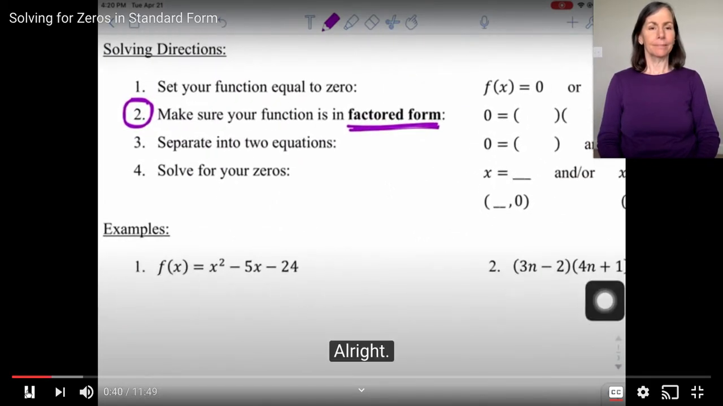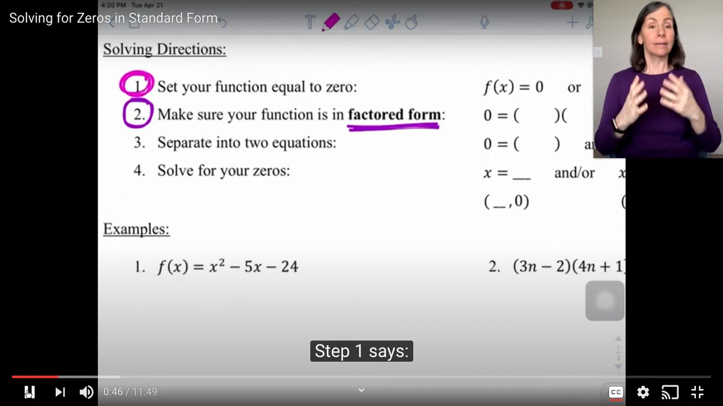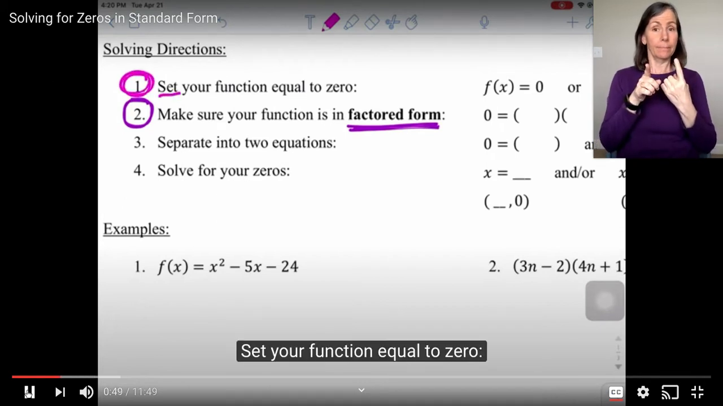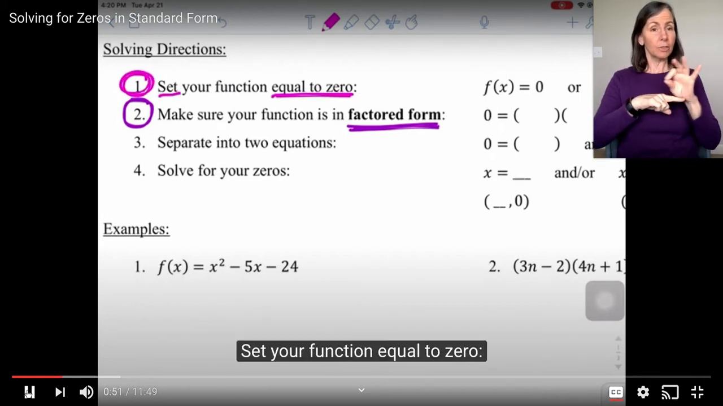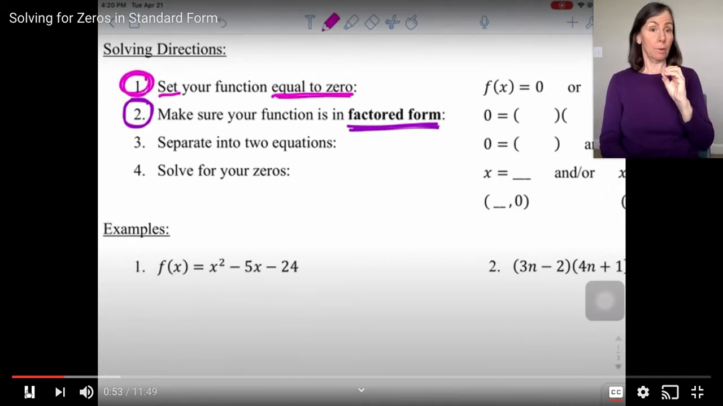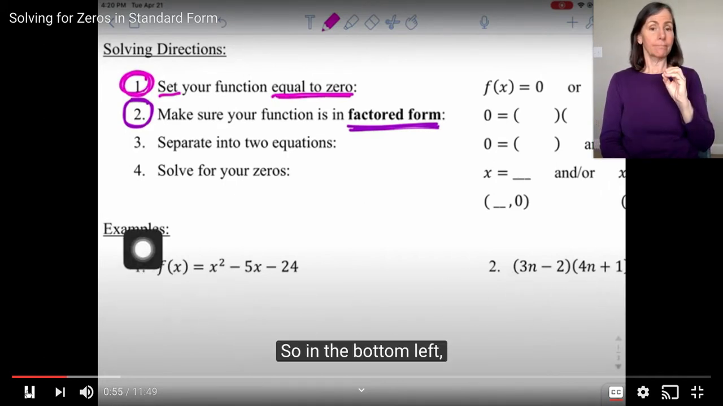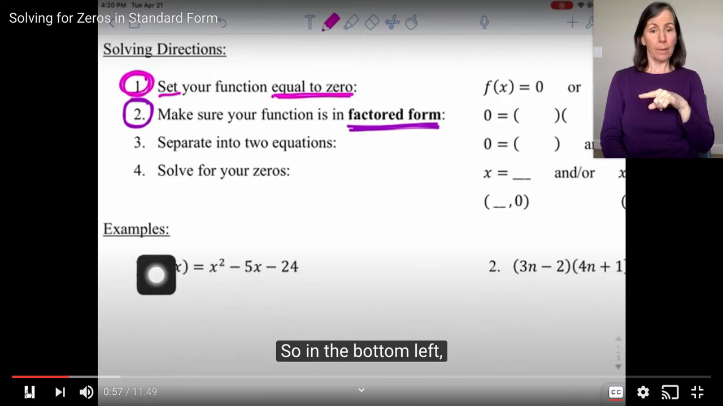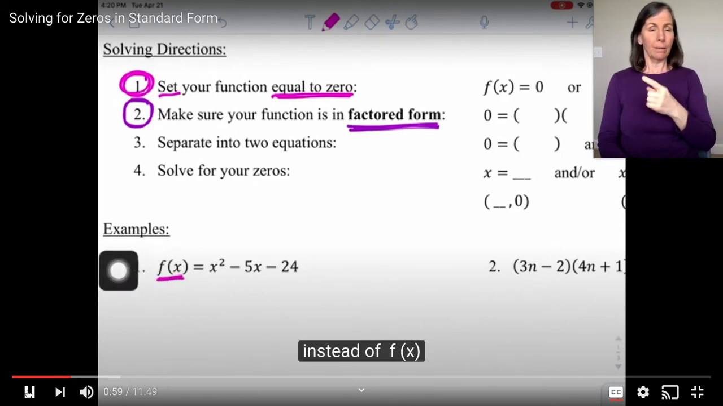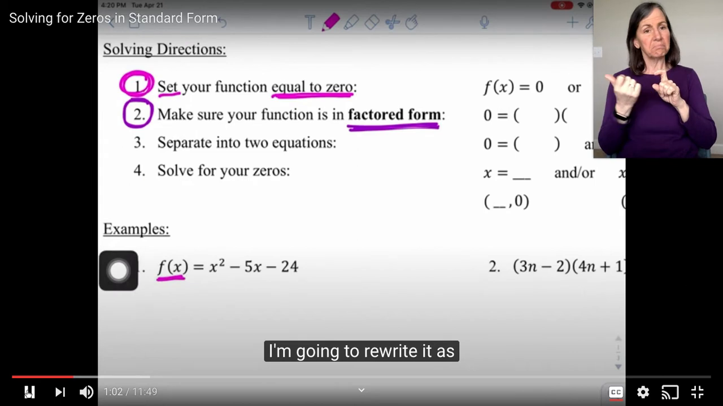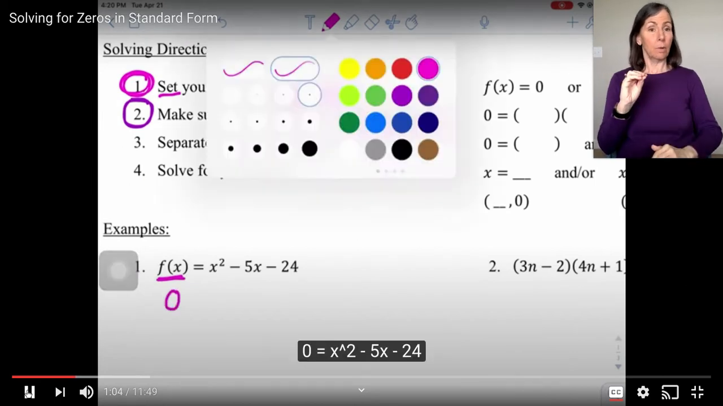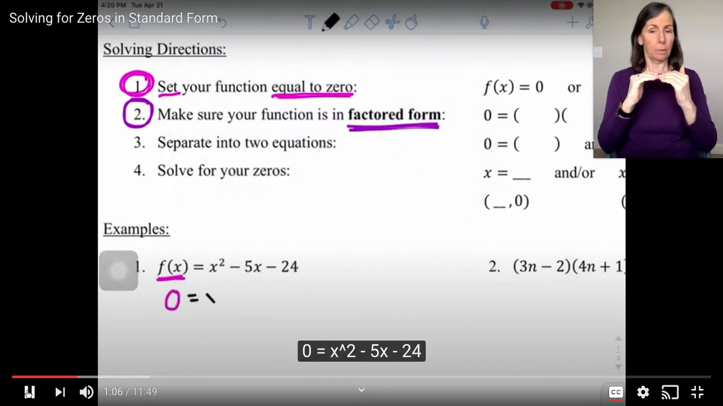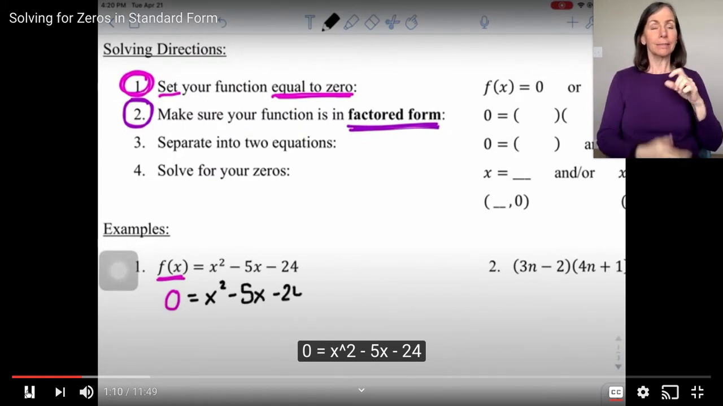All right. So, step 1 says, set your function equal to 0. So, in the bottom left, instead of f of x, I'm going to rewrite it as 0 equals x squared minus 5x minus 24.